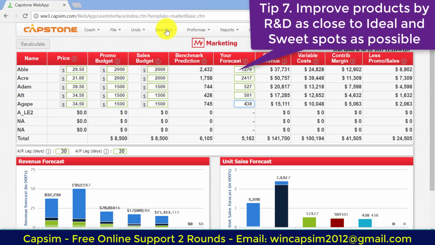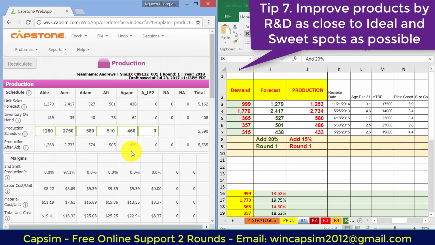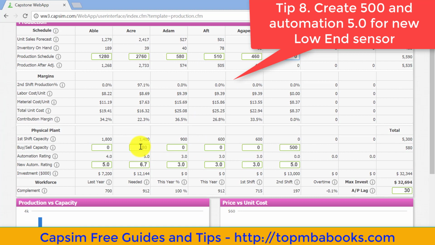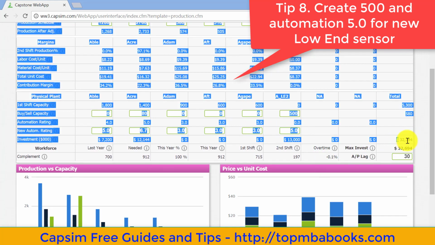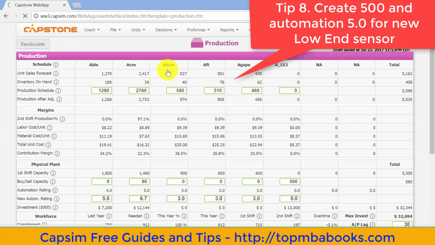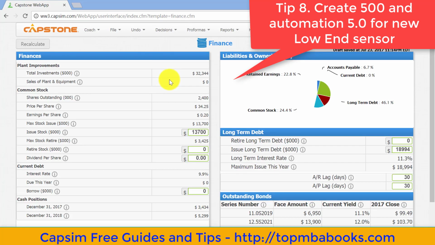We get the forecast. We can add 20% for round 1, because we developed the product to the ideal spot, and we also multiply the forecast, after deducting inventory, by 15%. So we add 20% to the forecast and add 15% for production to get some surplus product and avoid stock-out cost. And we also upgrade the automation from 4 to 5 and from 5 to 6.7 for the traditional and low-end products. We add 500 units for the new low-end product. And this is the human resource notation from round 1.